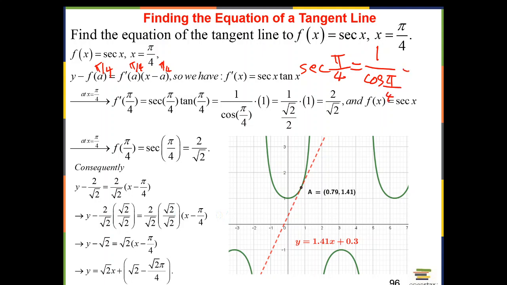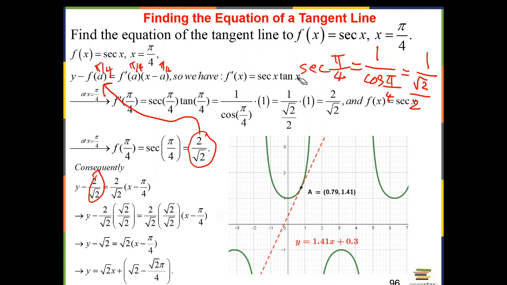Well, what is cosine of pi over 4? This is square root of 2 over 2, right? So 1 over a number is a reciprocal. So that is what goes here. Not there, actually. That is what goes there, right? So y minus 2 over the square root of 2, that's that part, right? And then you can rationalize it by multiplying by the square root of 2 over 2, right? That's just rationalizing it, but that's what goes there. So 2 over the square root of 2 is f of a.